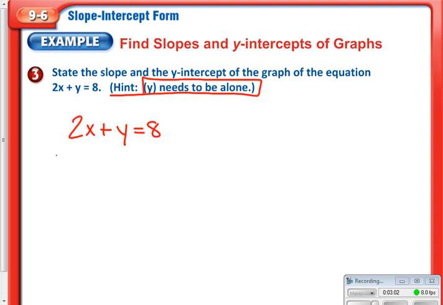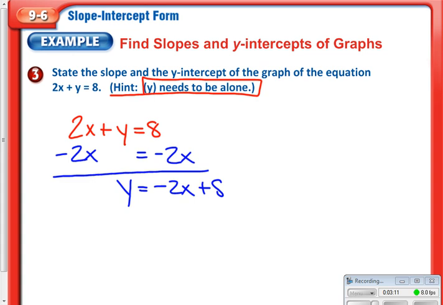In order to do this, subtract 2x from both sides, and we get y equals -2x plus 8. That's a positive 8 there. Now we can take out your m and your b values, but y has to be by itself. Now -2 is next to x, so -2 is our slope. Our b value is a positive 8, so that's how we would do that problem.